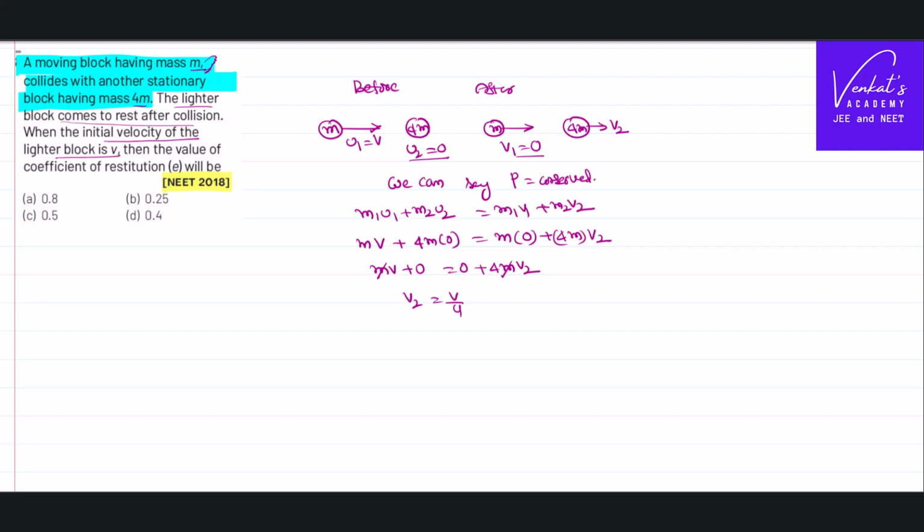Once you have that, you can calculate the coefficient of restitution. The definition of the coefficient of restitution is the ratio of the relative velocity of separation after the collision to the relative velocity of approach before the collision, u1 minus u2. Let us substitute the data. v2 you got as v by 4. v1 was given as rest. u1 is given as v, u2 equals 0. So v by 4 by v is 1 by 4, which is 0.25. That's the answer for the problem.